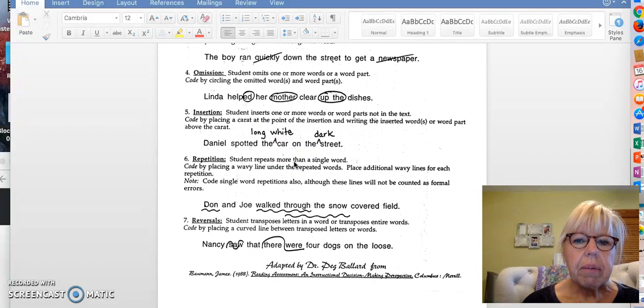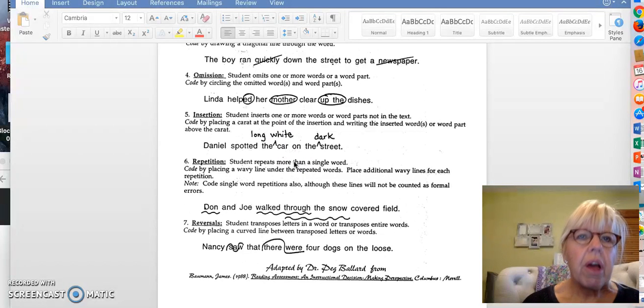Repetitions. This is when a student repeats more than a single word. What we mean by that is that's the only time it's going to be counted as a miscue, if the repetition is more than a single word. We do want to code single word repetitions because, again, it gives us information about their reading.